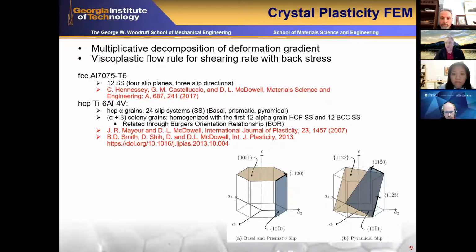In the colony grains, which are composed of alternating lathes of alpha and beta, secondary HCP alpha, and then BCC beta phase, we use the Burgers orientation relation and homogenized descriptions of the effective response. And that's an active area of research for us and others to understand better the role of the laths in acicular and lamellar types of colony phases. And so we've published these kinds of models, and I'm not going to spend much time on them. I want to spend more time on talking about the fatigue framework per se.